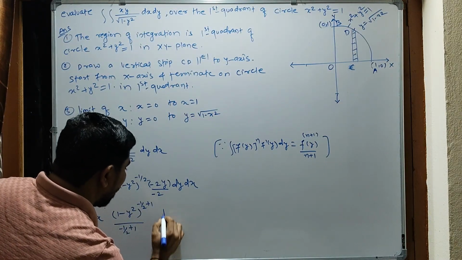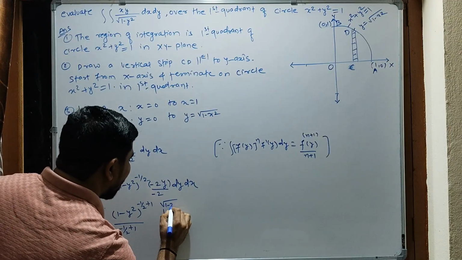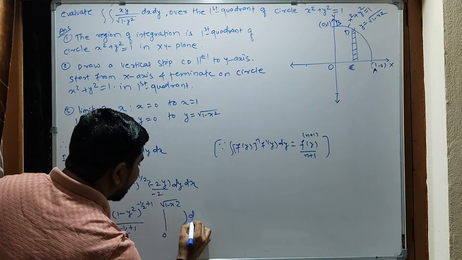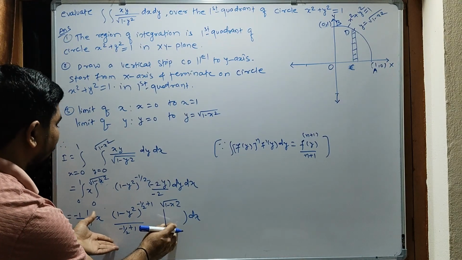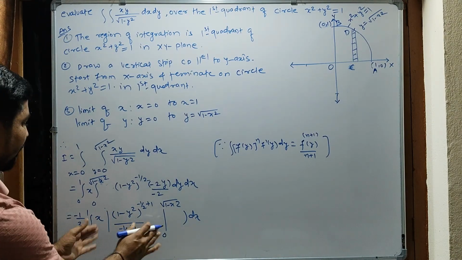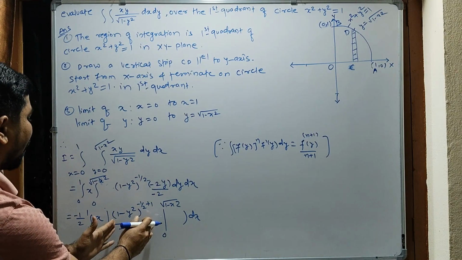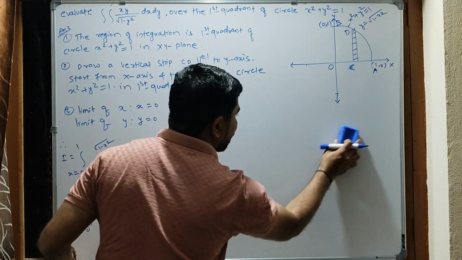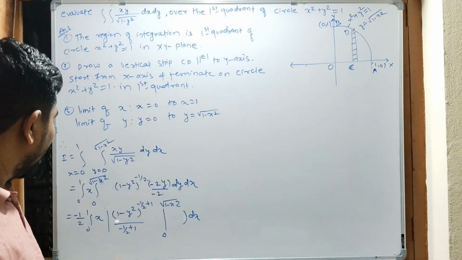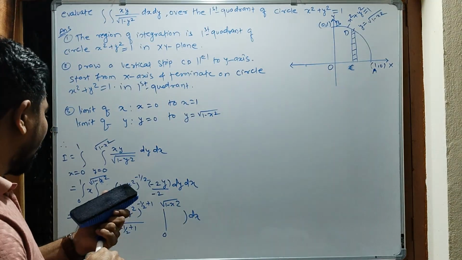So here 0 to under root 1 minus x square, and here at last I want to integrate with respect to dx. So here this is my integration with respect to dx. Now I want to put upper limit minus lower limit. So this is the formula. Now here upper limit minus lower limit.